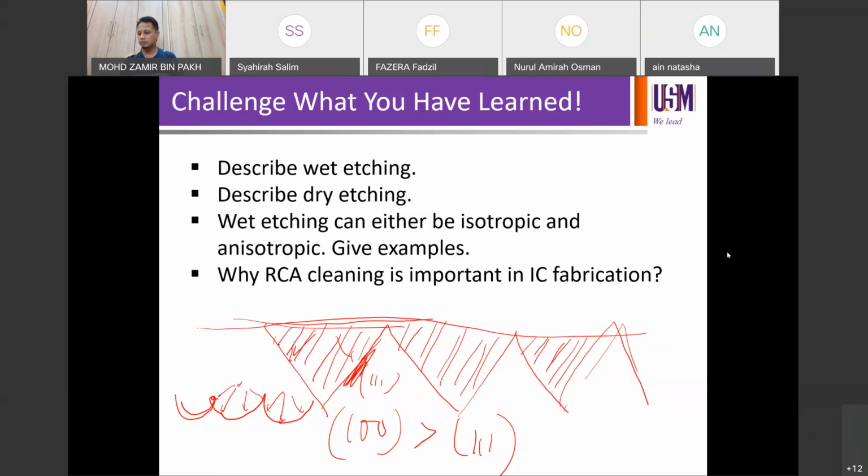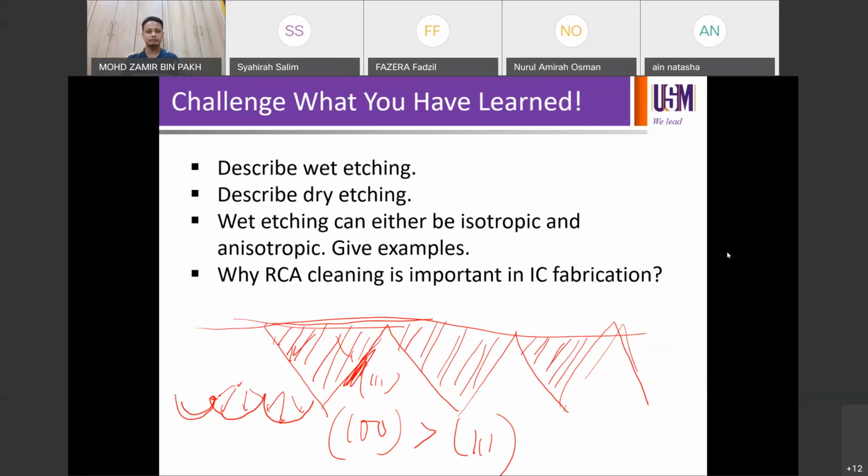Line. RCA means Radio Corporation of America. Yes, good. Radio Corporation of America, okay? So, it's okay. Line trouble is fine.